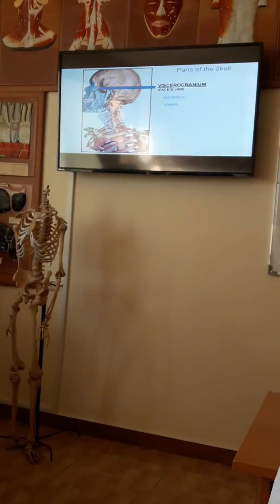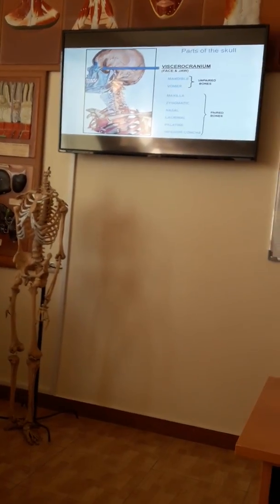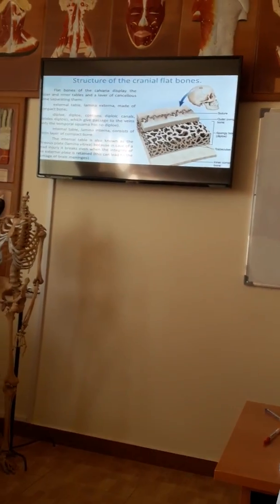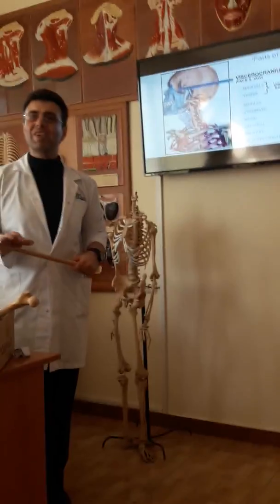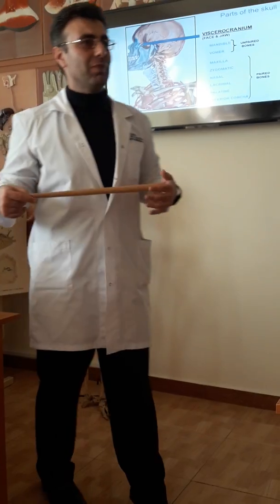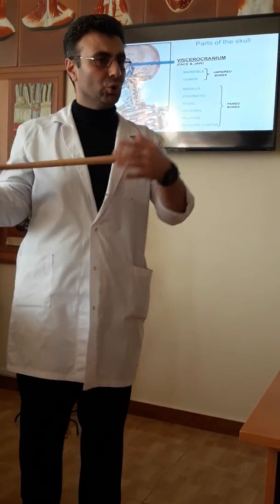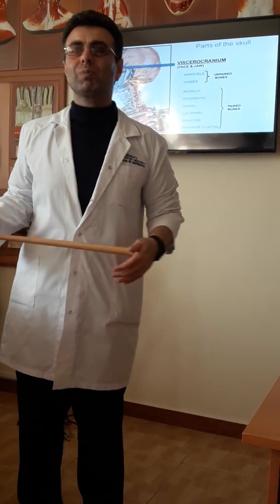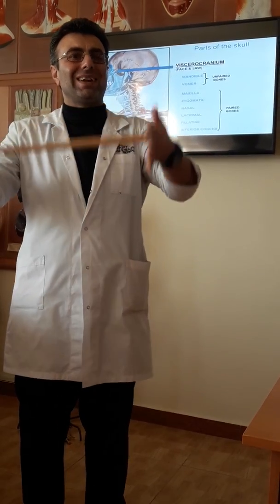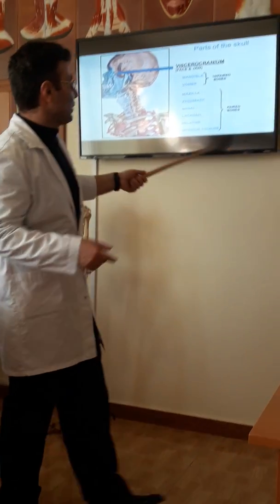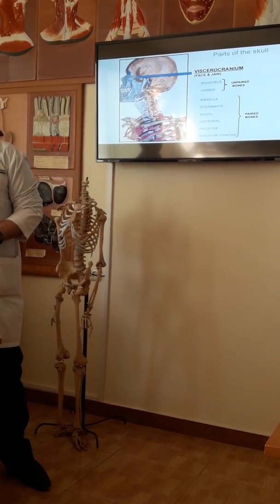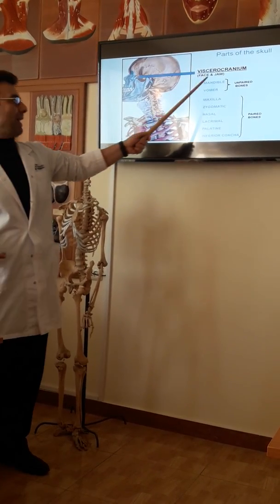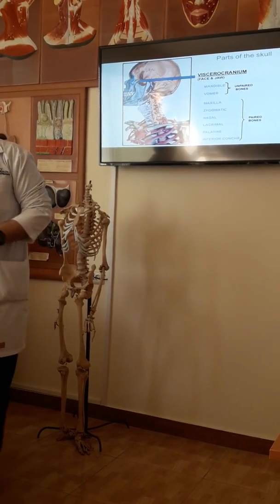Now we come to the facial part, which we also call viscerocranium. The brain box we call neurocranium. The facial part we call viscerocranium. Which bones do we have here? Only 2 unpaired bones, my friends. It is our mandible and this is our vomer.